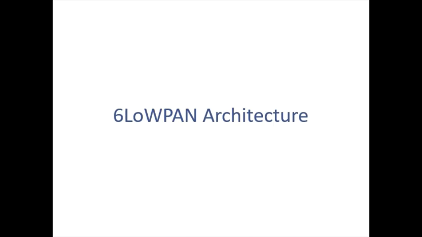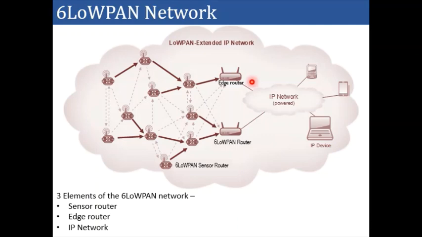Let us talk about the 6LoWPAN architecture. So the 6LoWPAN network contains three basic elements. One is the sensor router, then the edge router, and the IP network. Sensor routers are responsible for acquiring the data and routing the measurement information to the edge router, which is connected with the IP network.